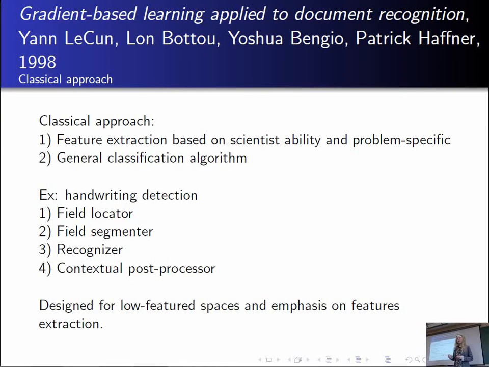For example, if you want to detect handwriting, like sentences, you first have to apply a field locator, then field segmenters to segment the words, and finally the letters to recognize that it is a letter when you segment it, and then apply some post-processor. So you divide it in 4 steps, and that is the classical approach. It is mostly based on a low-dimensional feature space, and the emphasis is placed on feature extraction.